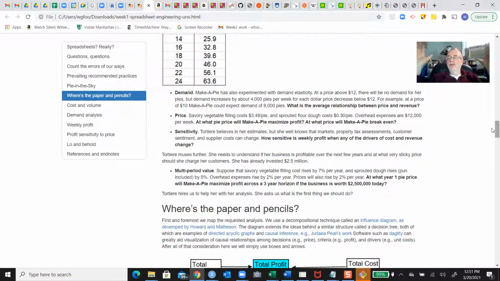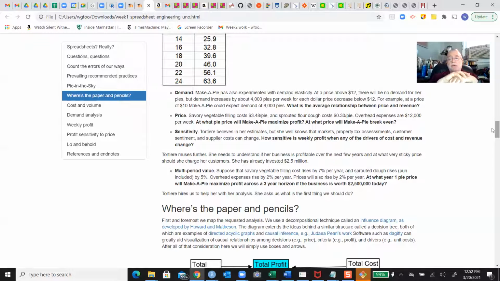What is the average relationship in this case between price and revenue? How sensitive is revenue to changes in price, changes in volume? Those are called elasticities from economics. They're very practical. So what price maximizes profit? That's what she really wants. What price will make a pie even break even? And now, if you remember economics and profit curves, there's going to be two break-evens. Look at that one.